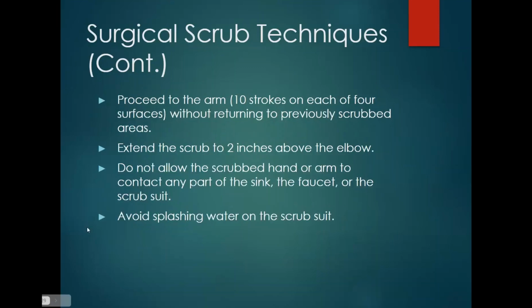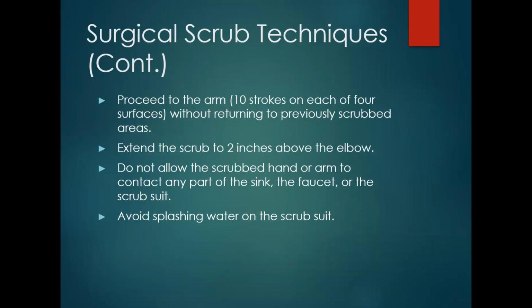And then from there, we proceed to the arm. I know it says 10 strokes here. This is if you're doing the 10-stroke method. But once we get to the arm, to the wrist, you'll move in a circular motion, and you're essentially just moving back and forth, you'll see in the video, without returning to the previously scrubbed area. So once you scrub an area, you're just going to slowly transition to the next until you get up to 2 inches above the elbow.